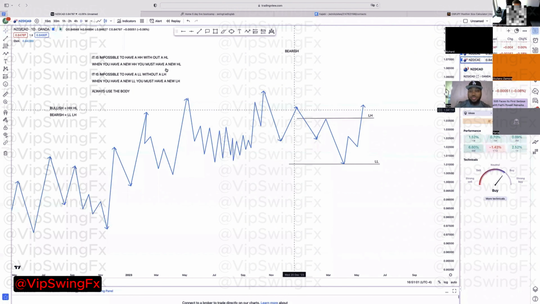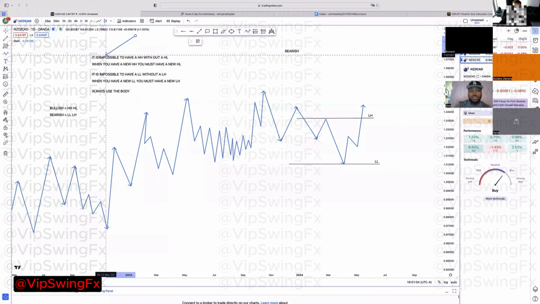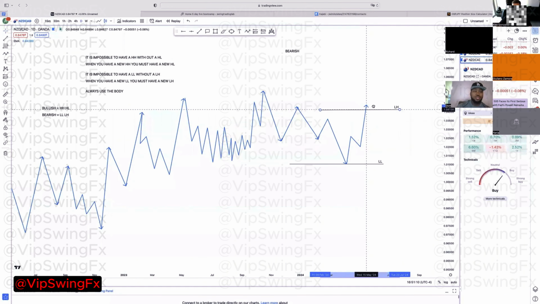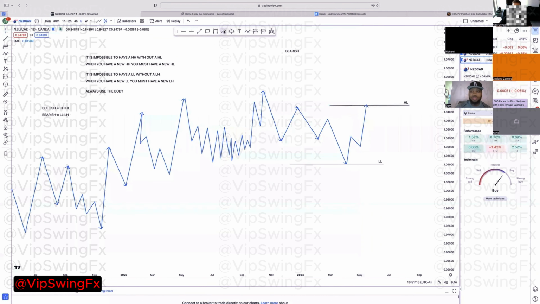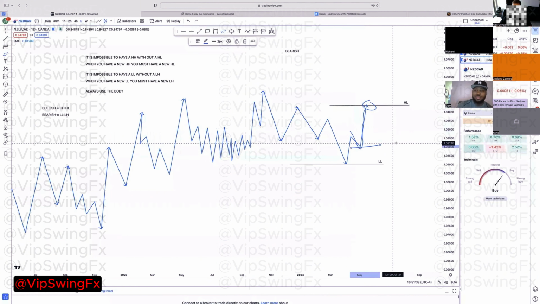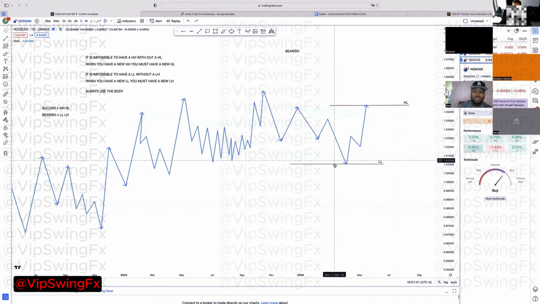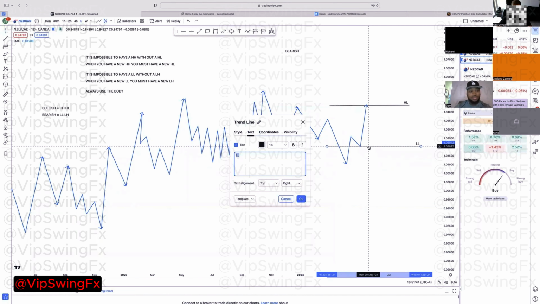Correct, correct, correct. If you notice, it says it right here, it is impossible to have a higher high without a higher low. So this is the higher high. So now where would the higher low be? Would it be at 1 or 2? Exactly. Simple, right? So it would be at, I don't know. Let's get our snake. Sharp turn. This is the higher low. If you guys agree, type 1. If you guys don't, type 2.